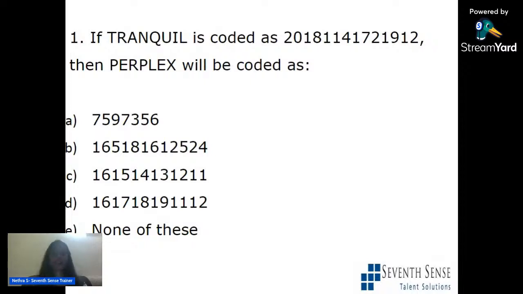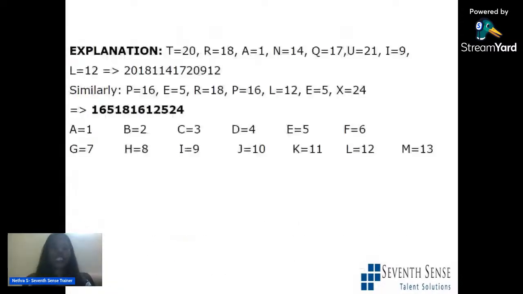Then you will be understanding. So here the correct answer is option B. That is 16, 5, 18, 16, 12, 5, 24. We'll see why with an explanation. Here, tranquil is coded as the sequence of numbers you saw in the question. If we separate it, T is coded as 20, R is coded as 18, A is coded as 1, followed by N coded as 14, Q as 17, U as 21, I as 9, L as 12. So why?